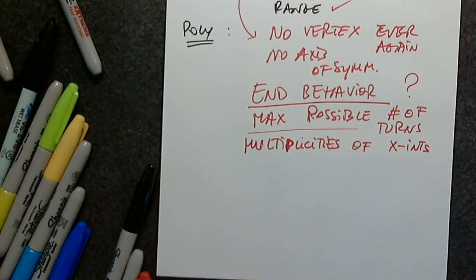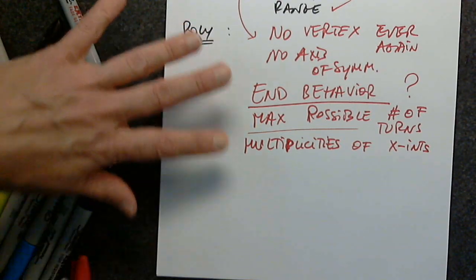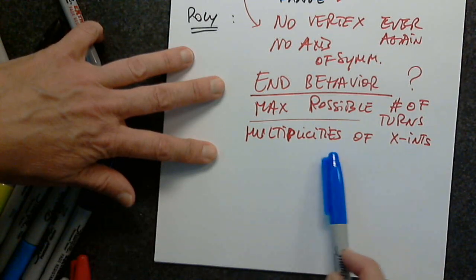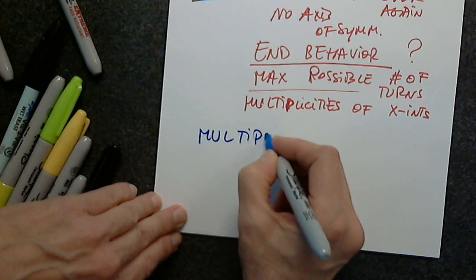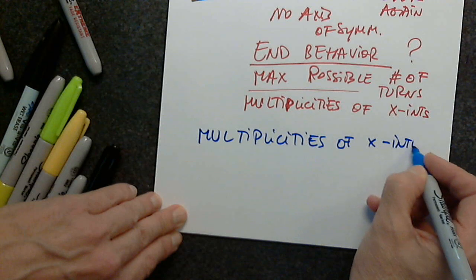Okay, so I would like to choose. We're going to start with a cubic function, odd degree, and then we're going to look at even degree. Before we choose an example, I would like to talk a little bit about these multiplicities and what they mean. Multiplicities of x-intercepts.